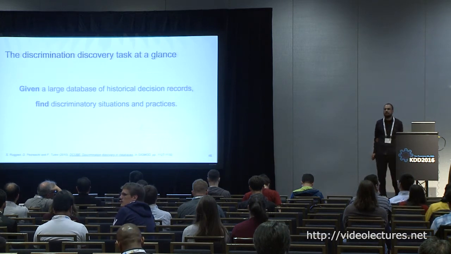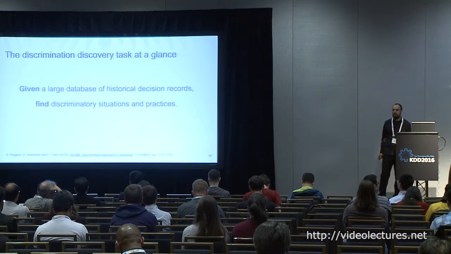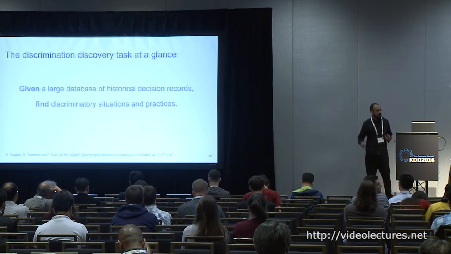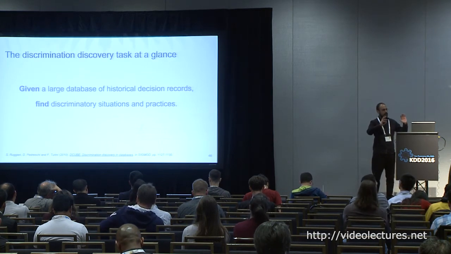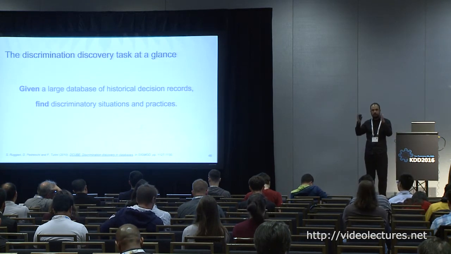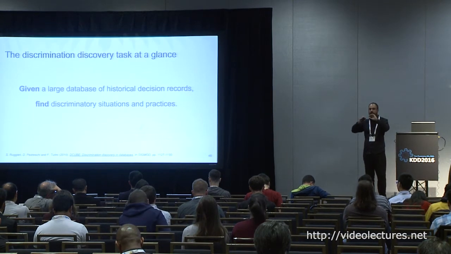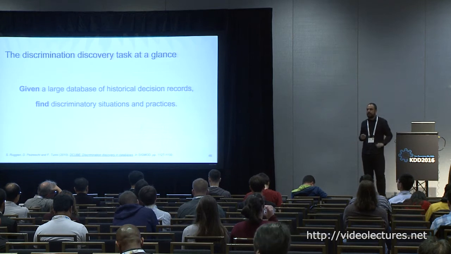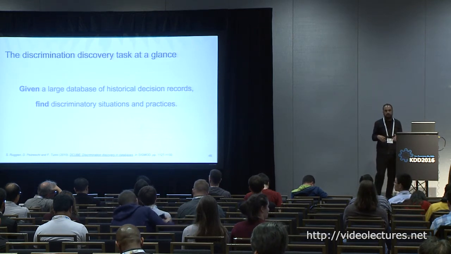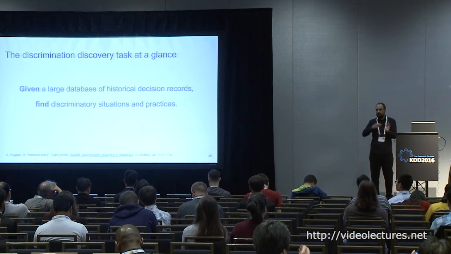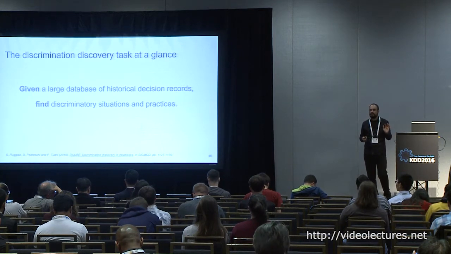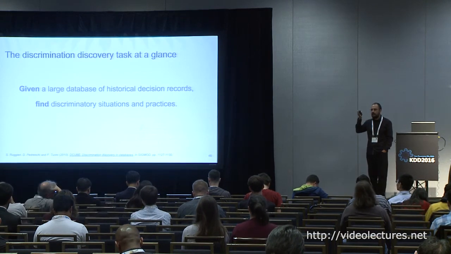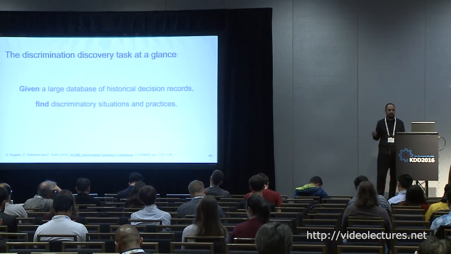So this is the discrimination discovery task. This is kind of a very broad problem formulation. You are given a database, and this database contains decision records. So this person got the loan, didn't get the loan, and then all the attributes about this person. Sometimes you get a subset of attributes, and you want to find discriminatory situations, and you want to find discriminatory practices in this database. Right? This is the task. In the input you have the outcome, which is whether this person was hired or not.